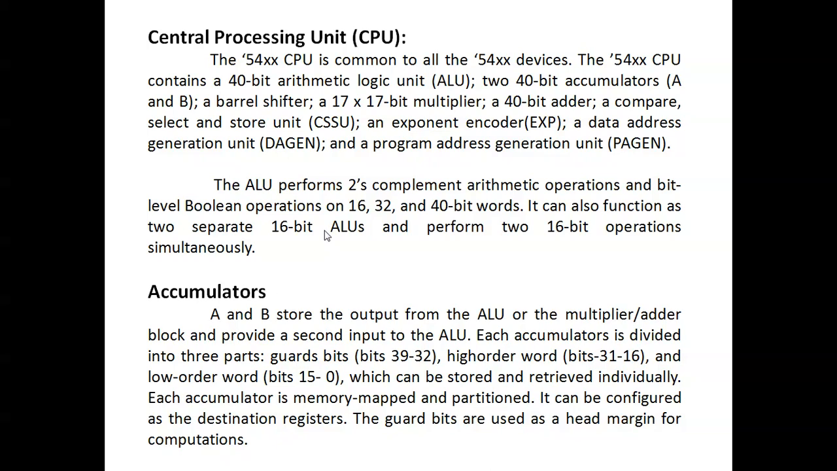In the CPU, we already discussed what is in it. The ALU performs two's complement arithmetic operations, with a 40-bit word, and it can also perform 16-bit operations simultaneously. Accumulators A and B store the output from the ALU. The multiplier adder block provides the second input to the ALU, and they can be stored or retrieved individually. Each accumulator is memory mapped and partitioned, and it can be configured as a destination register.